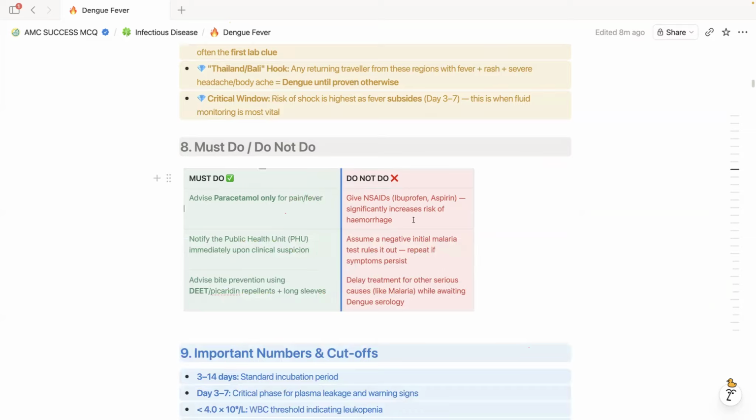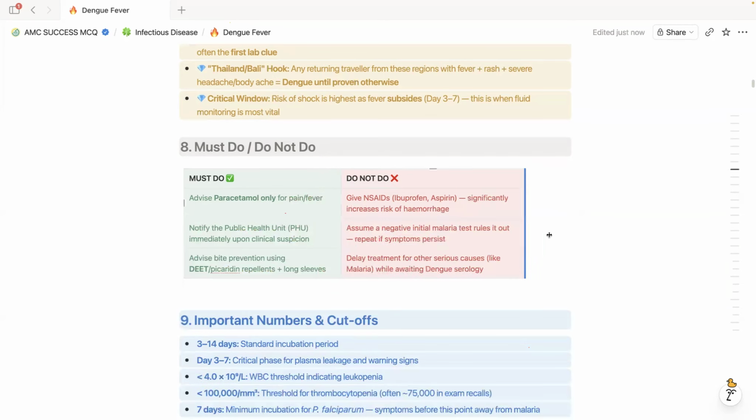And this is the must-do and do-not-do table. Advise paracetamol only for pain and fever, notify public health, and advise prevention using DEET, picaridin repellents, and long sleeves. These are the prevention factors. Do not give NSAIDs, which increase the risk of hemorrhage. Do not assume a negative initial malaria test rules it out; repeat the test if symptoms persist. Do not delay treatment for serious causes.